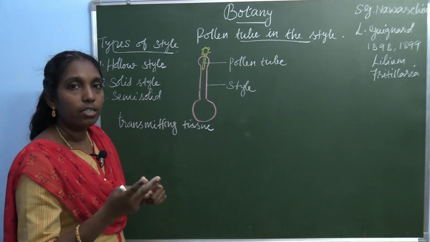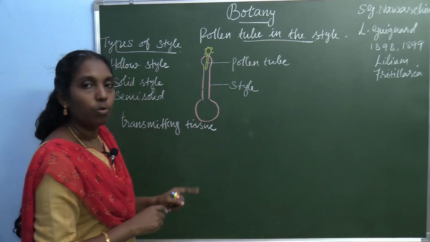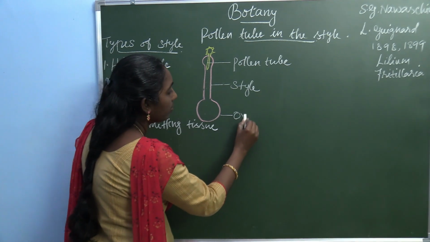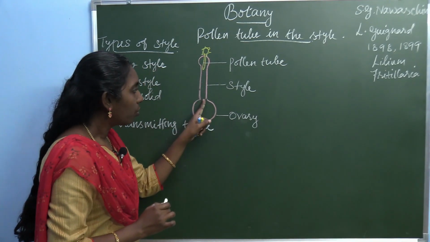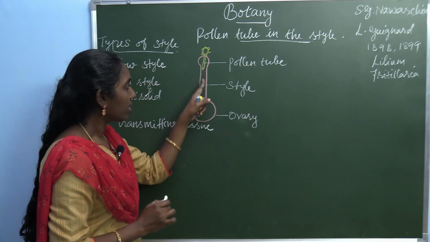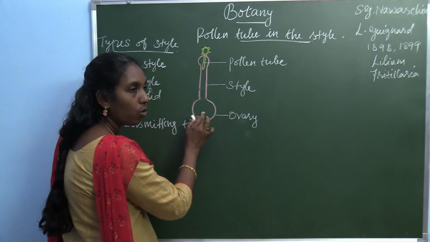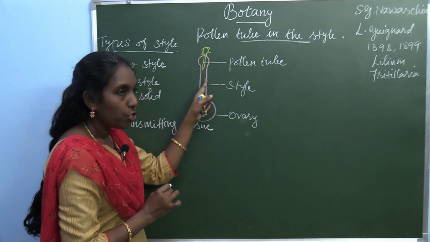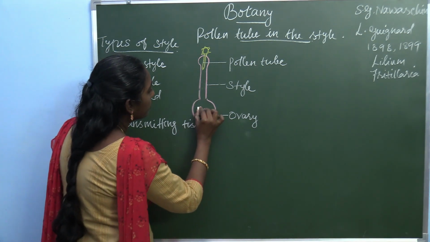Now, the second topic is entry of pollen tube into the ovule. Here is the stigma, style and this is the ovary. The pollen tube germinates, travels along the length of the style and enters into the ovary. Inside the ovary, the ovule and embryo sac are there. So, the pollen tube has to reach the embryo sac. Here is the embryo sac.